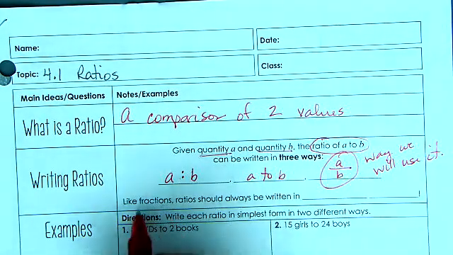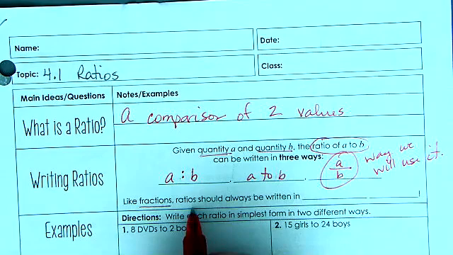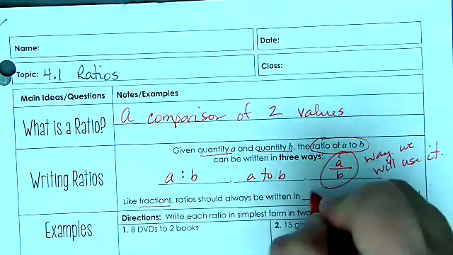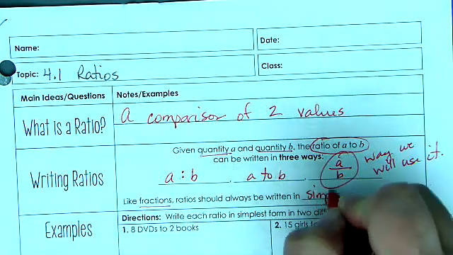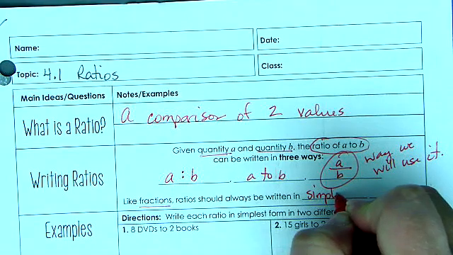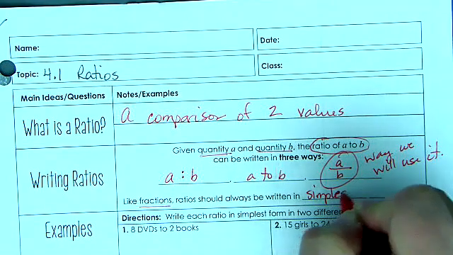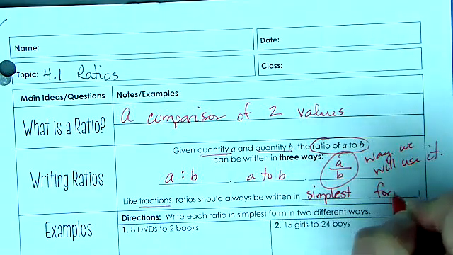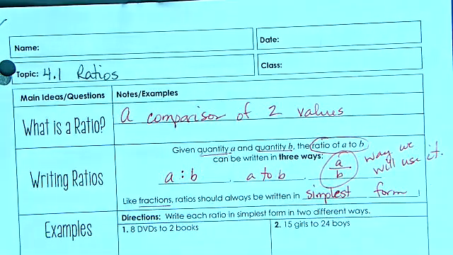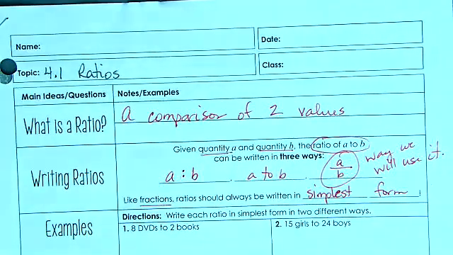Like fractions, ratios should be written in simplest form. It must be written in simplest form. So let's work a few examples.